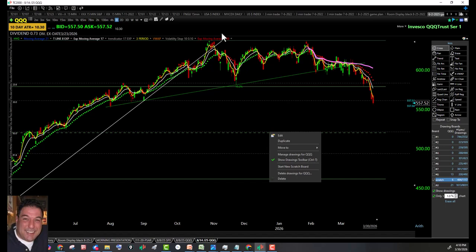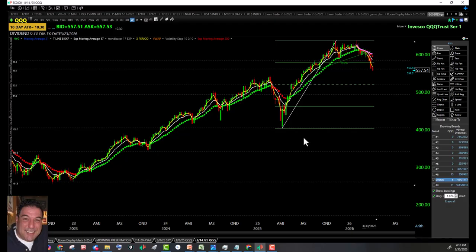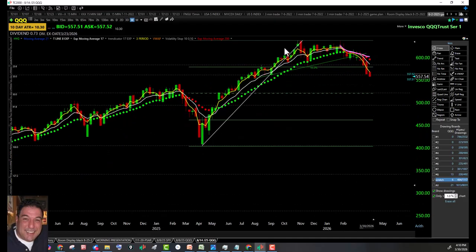Let's take a look at the weekly chart. The weekly chart starts here in April, rallies up, makes some new all-time highs. And you can see they got a low here. They made a lower low. So they're in a downtrend for making lower lows, and they're no longer bullish. So they're neutral and in a downtrend.